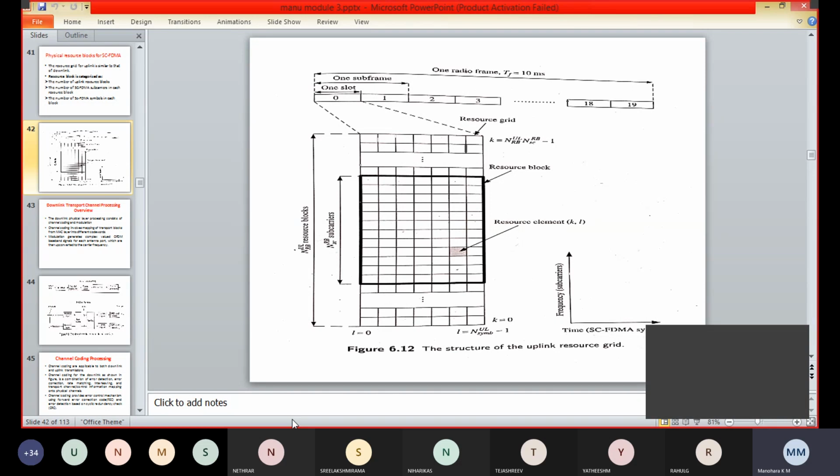Frequency hopping is supported to provide frequency diversity, with which the user equipment can hop between different frequencies within or between the allocated subframes. The resource mapping for the different uplink channels is used. So this is about the resource allocation.